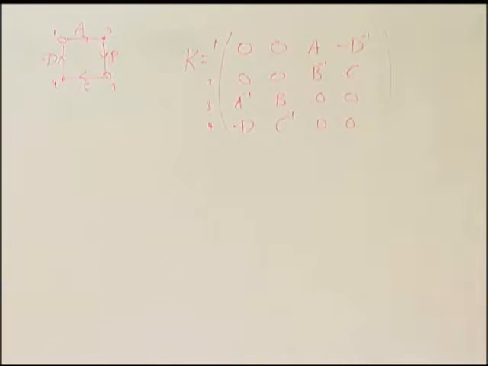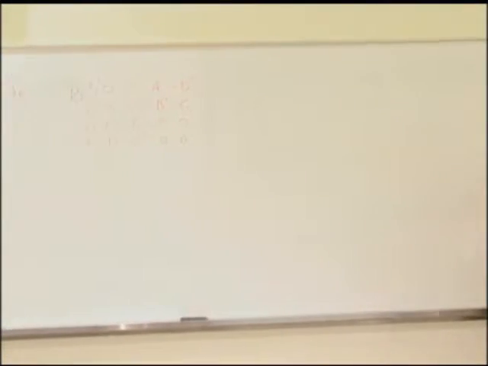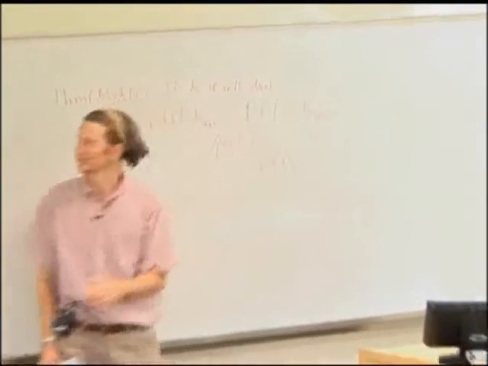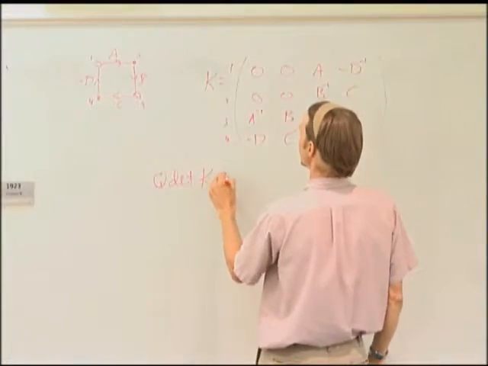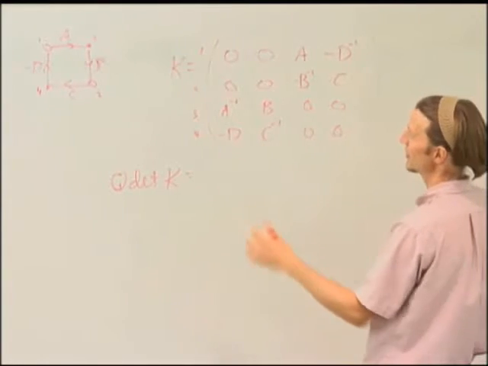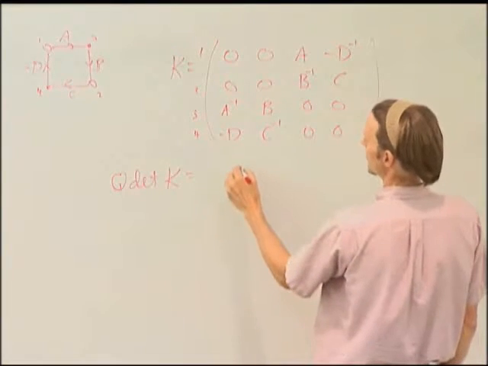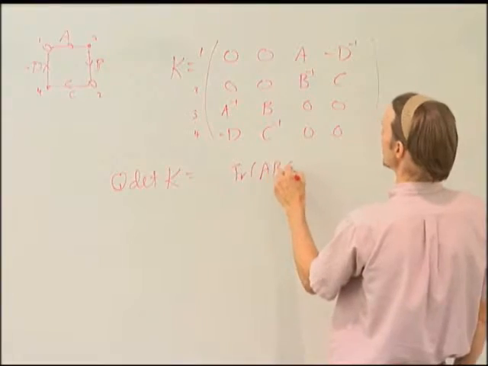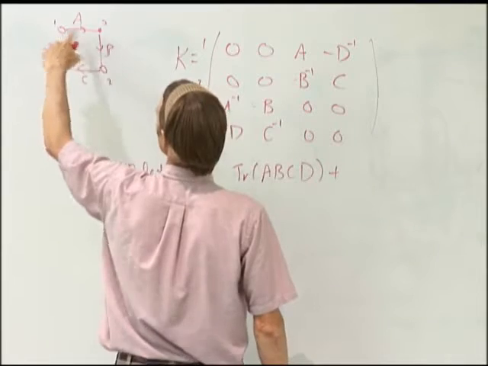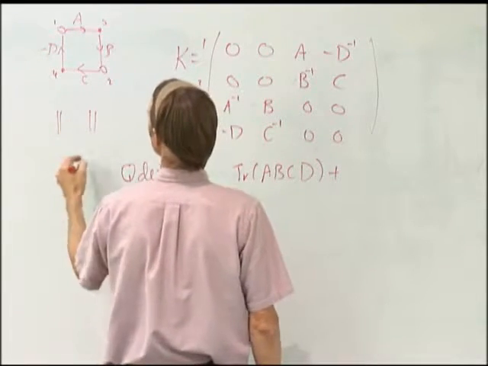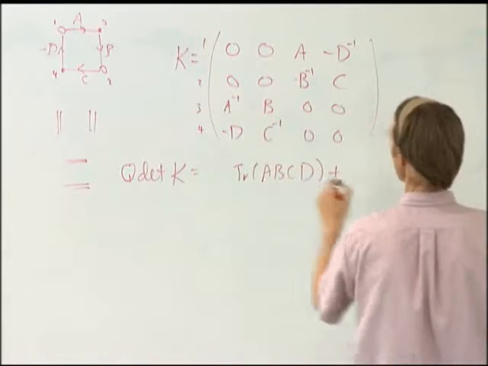Okay, so the claim is that if you write out the little 2 by 2 matrices here and compute the Q determinant, you take the Pfaffian, and then what will you get? So Q det of K is just some function of these matrix entries, but it turns out to be trace of ABCD plus, well, that's one double dimer configuration. The other one has those double edges. Each of those contributes 1, so I get 2.